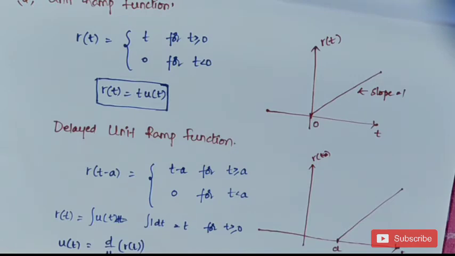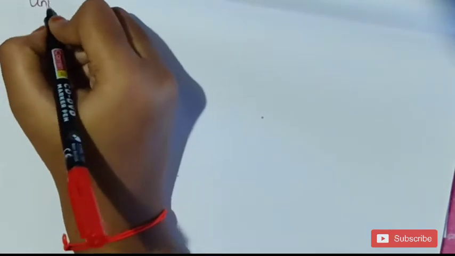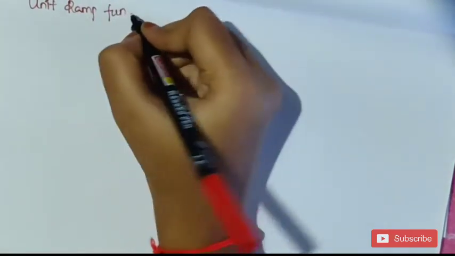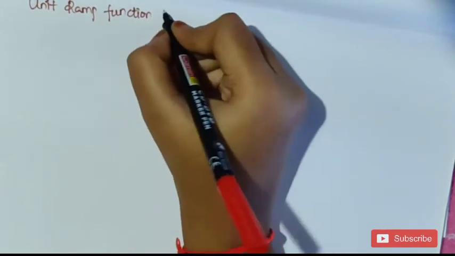Next, let us see the unit ramp function for a discrete time signal. Till now we have discussed the unit ramp function for continuous time signals. Now let us see the unit ramp function for a discrete time signal.